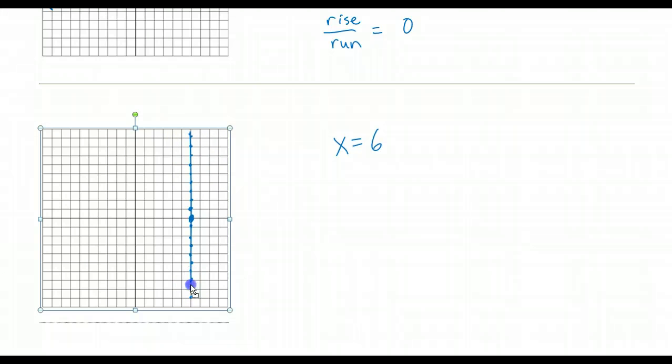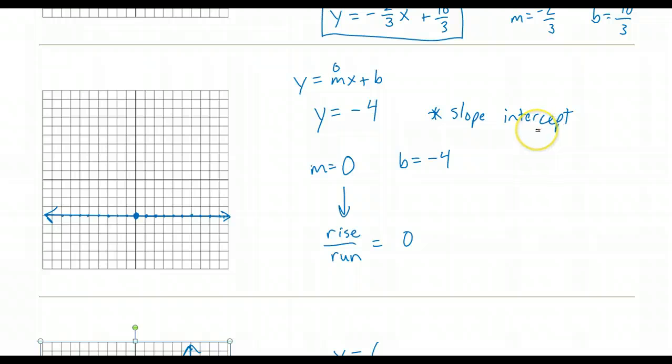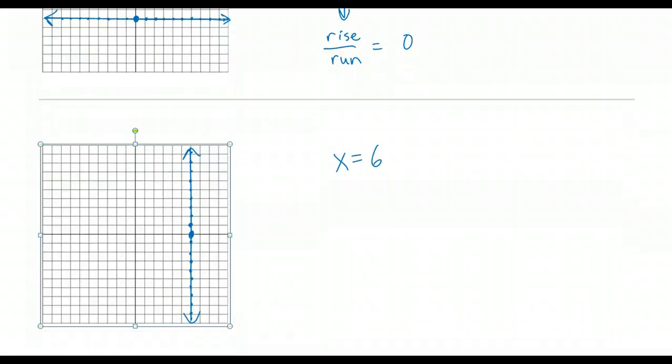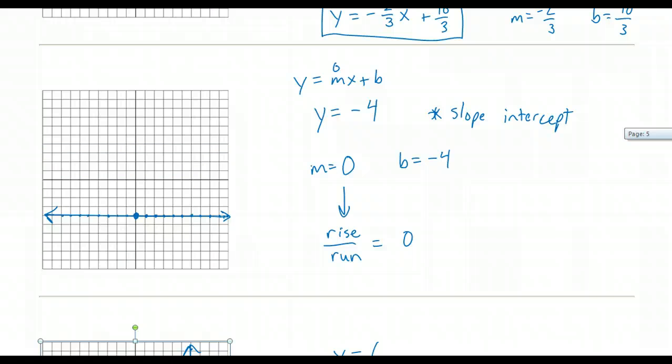It just so happens that x equals 6 is a vertical line. Notice that this line is not written in slope-intercept form. I don't even see a y in my equation. And the reason is, this is not a function. The line x equals 6 does not pass the vertical line test. So x equals 6 isn't a function. We can still write a rule for the line. It's just not a function. And since it's not a function, we're not going to write it in slope-intercept form.